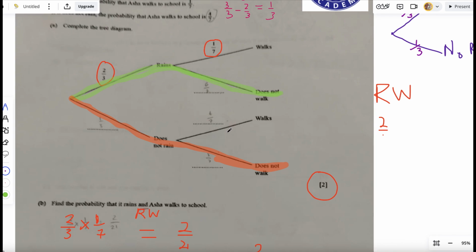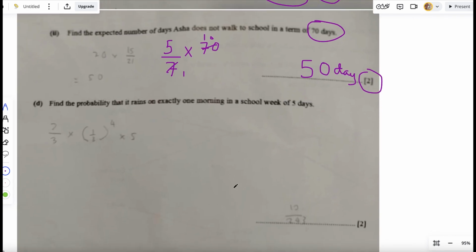And if they had asked us to calculate the number of days she walked to school, it would have been the probability, which is 2/7. The answer would have been 2/7. If you want us to do it now, we can do it. This will be 2/7, so it will be 2/7 times 70 days, which will be 20 days. Is that okay? Okay, now let's move on quickly.